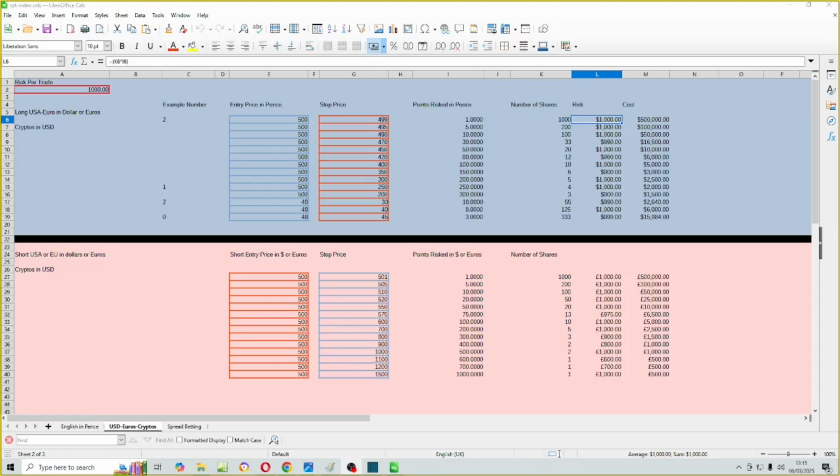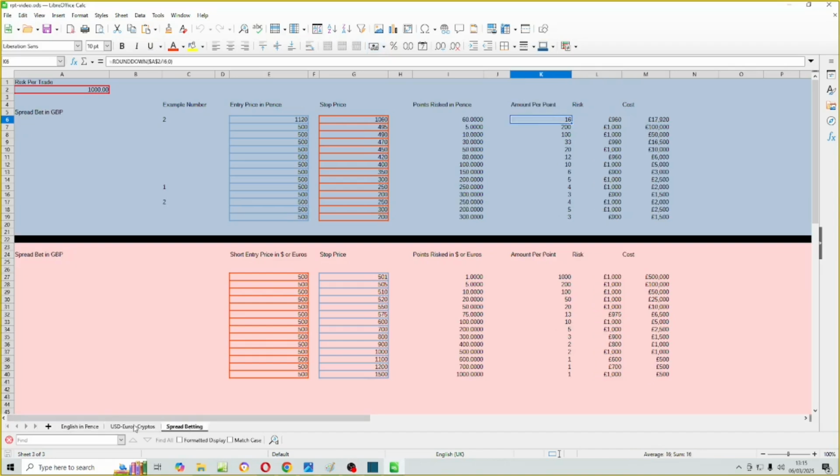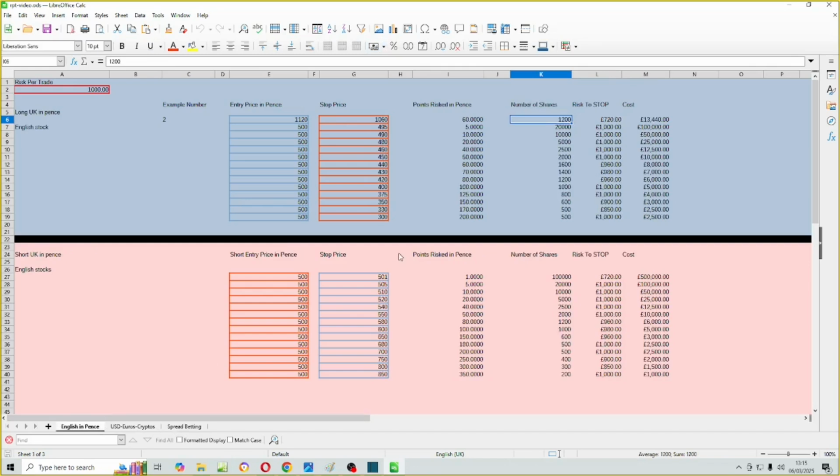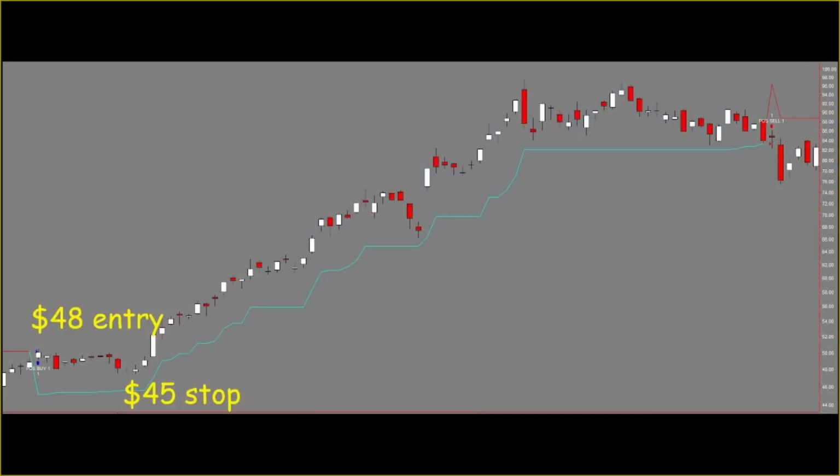Hello everybody. This Excel spreadsheet is available for download on my website, and it's got facilities for English stocks in pence, American or European stocks in euros or dollars, cryptos, and also spread betting. So you can easily calculate your risk per trade by using the formulas here. It's very simple maths. To use this formula you need to know your risk per trade. So as a general yardstick, you can take the value of your equity divided by 100.